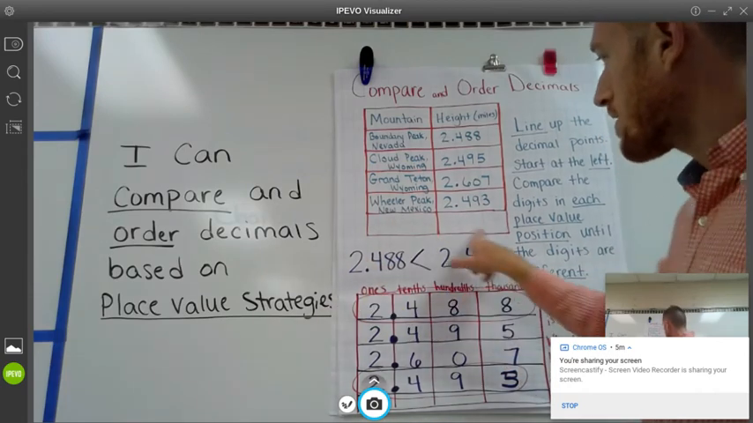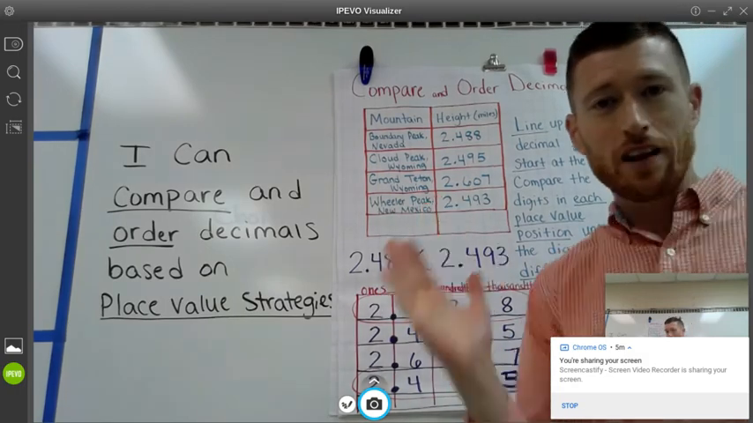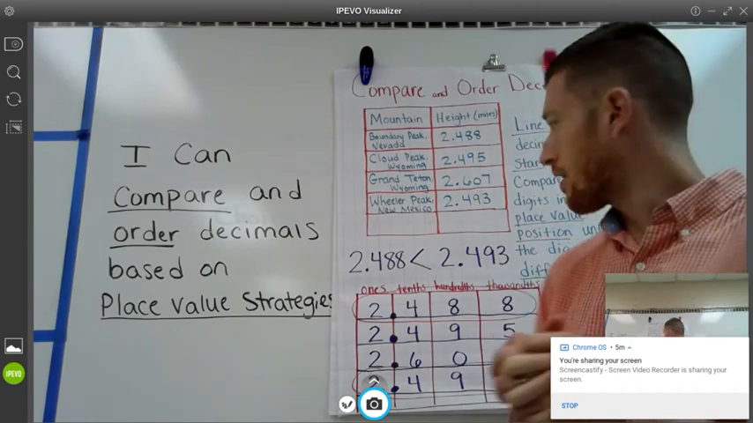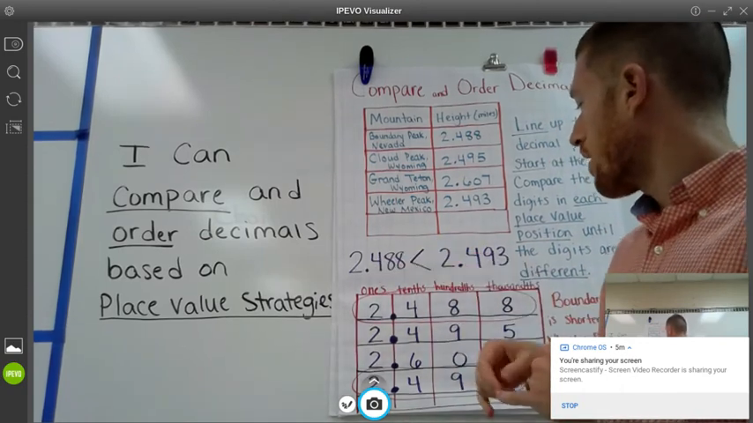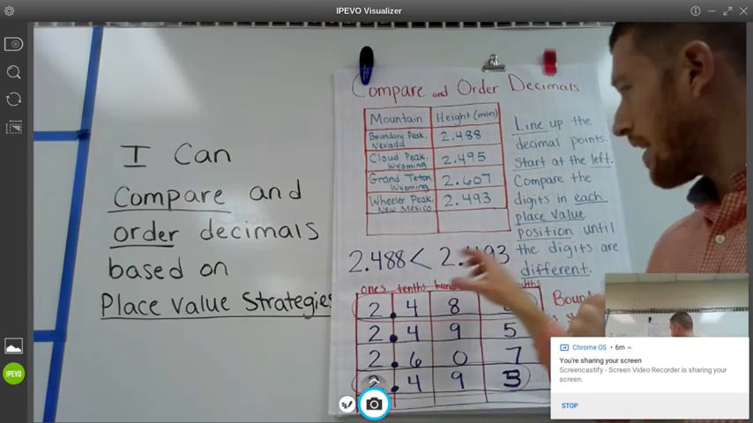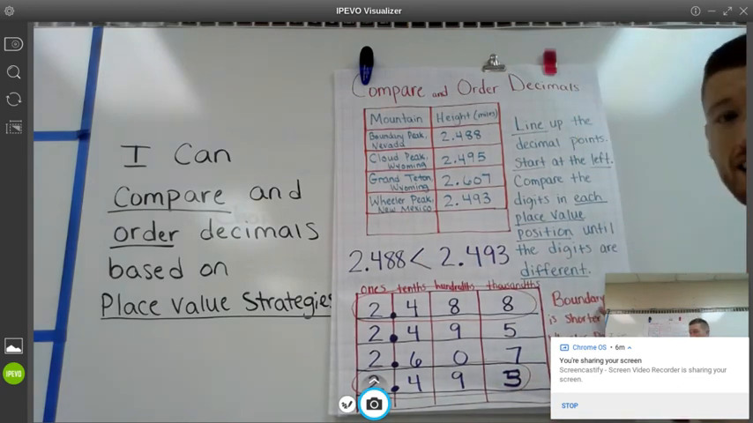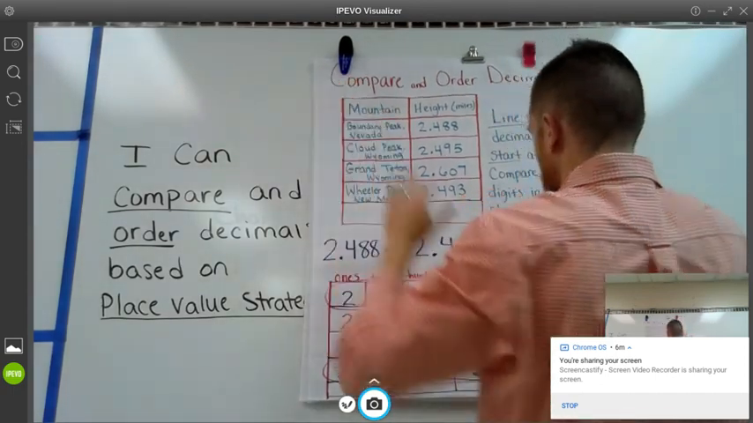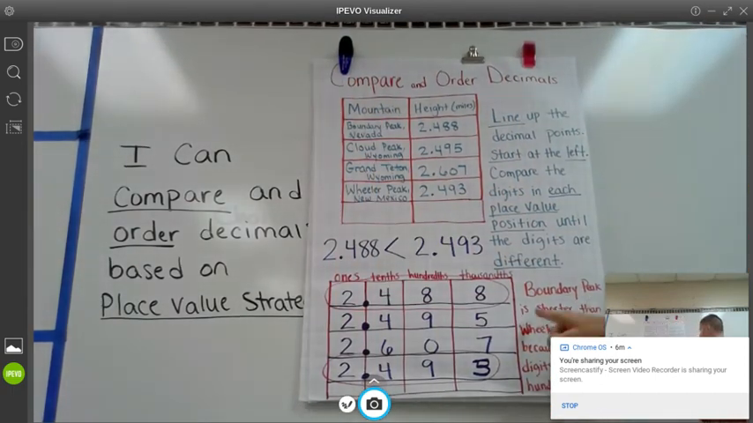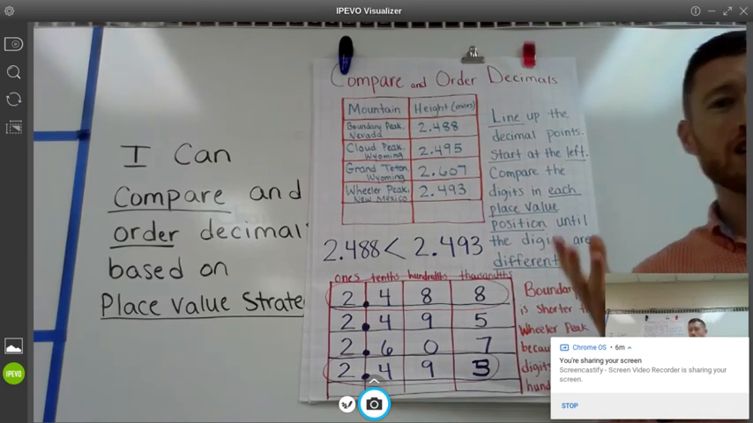So I wrote it in a comparison sentence right here. 2 and 488 thousandths is less than, remember that alligator opening up to the bigger meal that you learned in 1st and 2nd grade, 2 and 493 thousandths miles high. And I could also write it the other way and have a greater than sign. I just need to make sure my alligator's mouth is opening up to the greater decimal. And I even wrote it out in a sentence over here. I'm going to move this, I'm afraid on your screen you can't see it. It says, Boundary Peak is shorter than Wheeler Peak because of the digits in the hundredths place. That was the place where the digits were different.